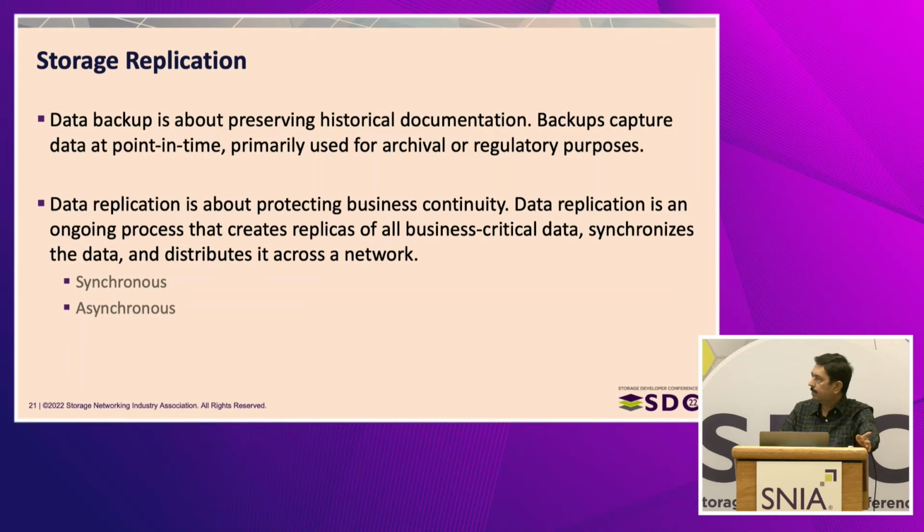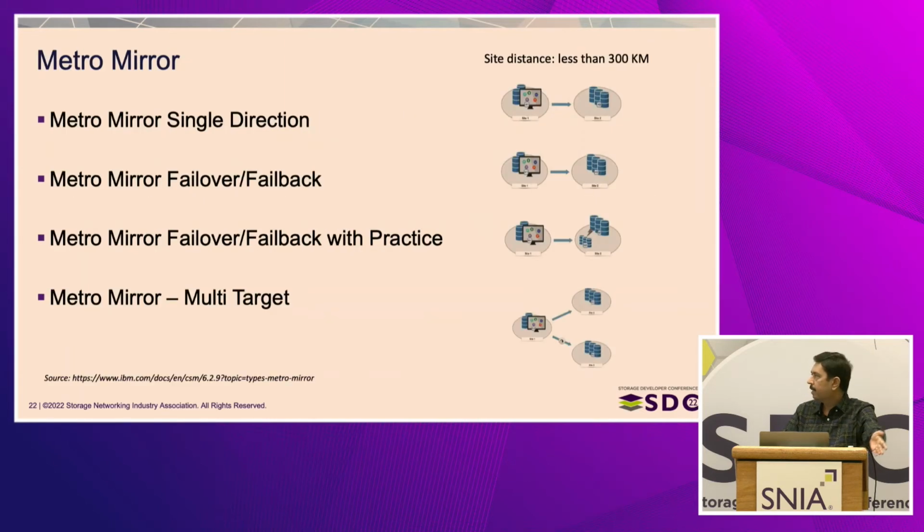Right, so let's see a couple of examples. Metro Mirror is one example where you can do replication from one site to another site. This can be synchronous as well as asynchronous. Especially when it is synchronous, the requirement is that the sites should be less than 30 kilometers, or 300 kilometers.